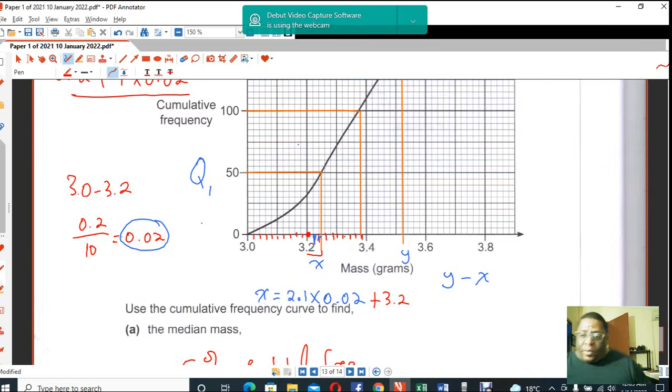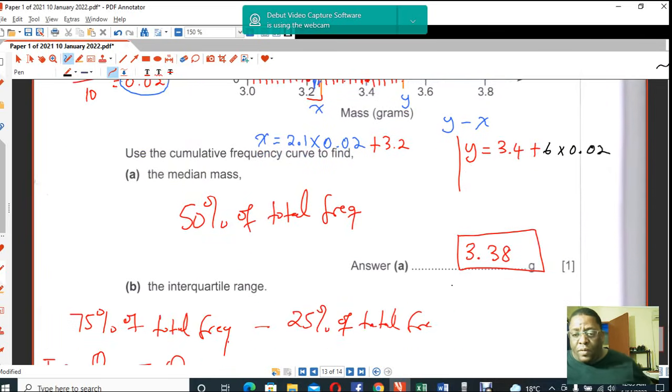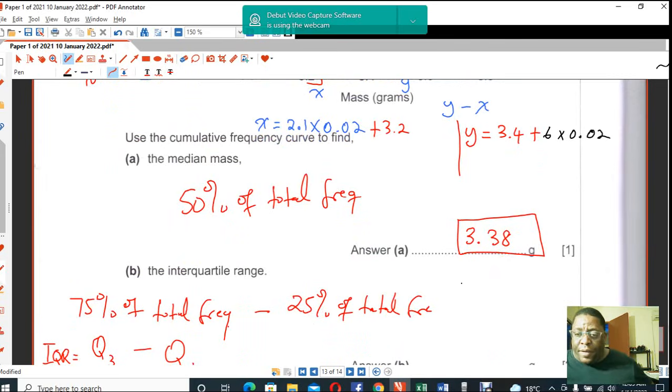All right, and I'm going to do the same for the y value. My y would be this 3.4 where it starts. You with me? So it's going to be 3.4, and I'm going to add these blocks: 1, 2, 3, 4, 5, 6. I've got 6 blocks, and each one is 0.02. So whatever that value is, that's what I'm going to use. If you have a calculator, remember your answer will probably be a range.